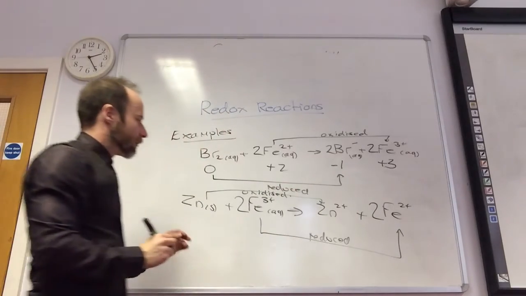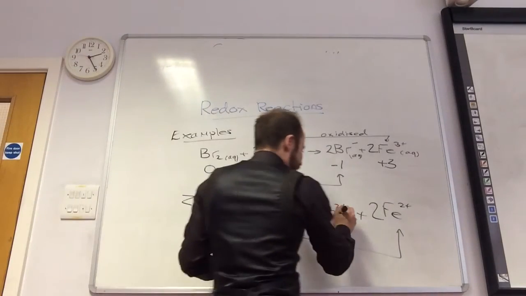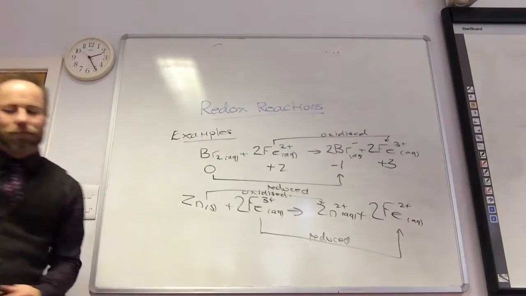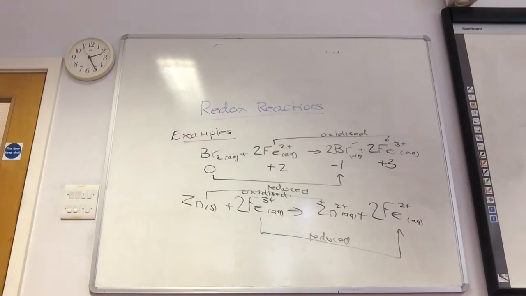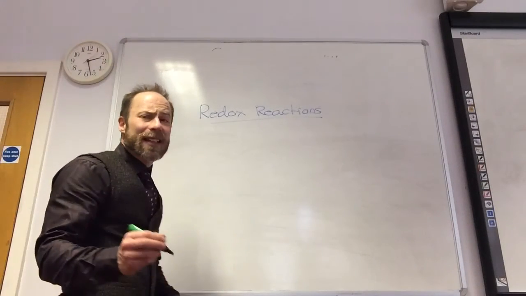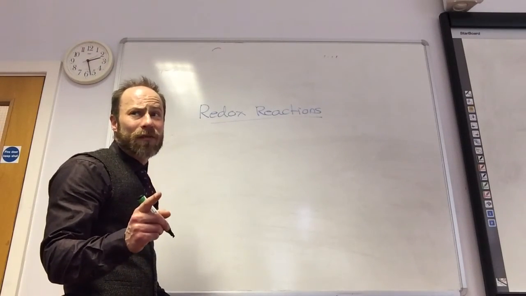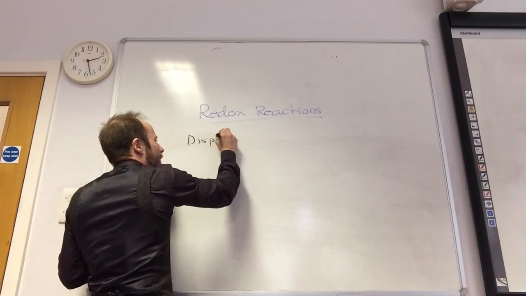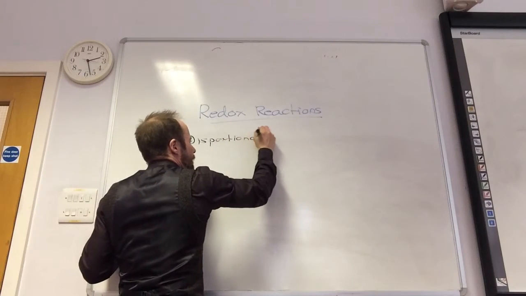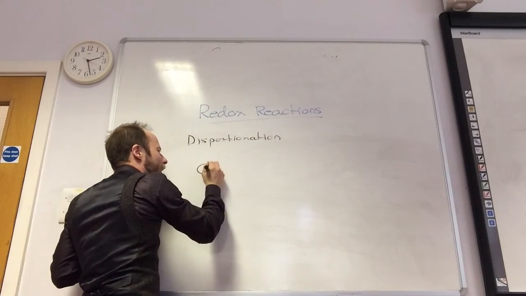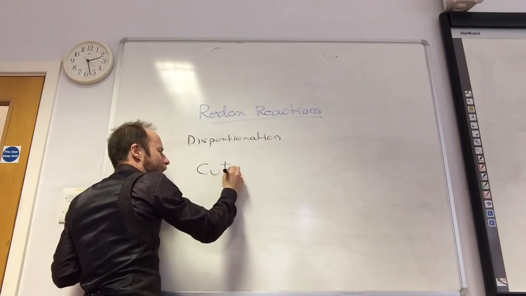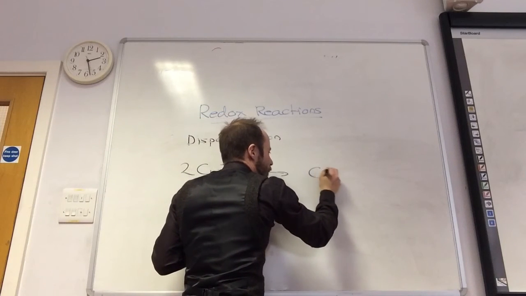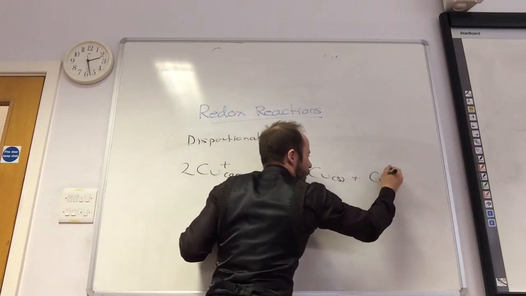What's the state symbol of zinc? Zinc 2+ is going to be aqueous, and iron 2+ is also aqueous. Okay, so one really exciting example is a disproportionation reaction of copper(I). An example of a disproportionation reaction is copper plus aqueous disproportionates to give you copper metal and copper 2+.